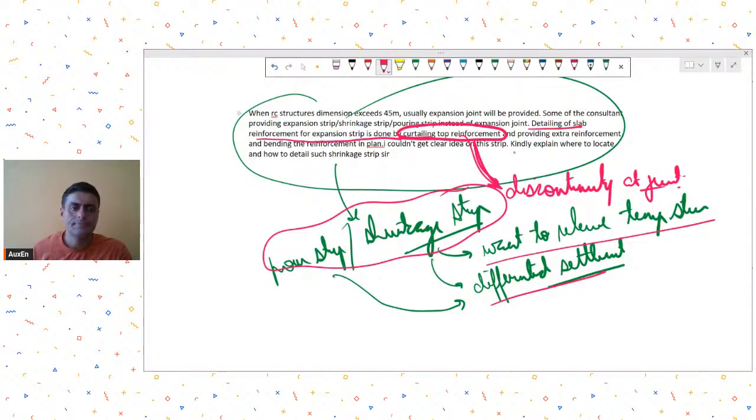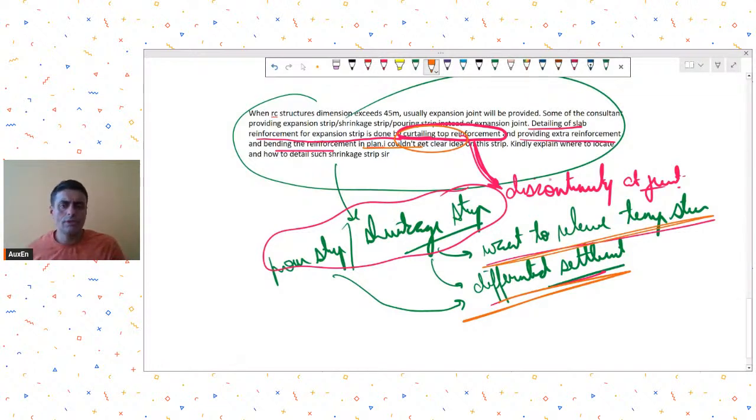Okay. This statement I have not understood, and providing extra reinforcement and bending the reinforcement plan. I didn't understand this. In my opinion, you cannot have a specific standard detail for all kinds of shrinkage strips or pour strips. It will depend on its span, it will depend on its location, it will depend on the forces, the loads that it has to resist. So it will depend on all those things. So generalizing the detailing practice for a shrinkage strip or pour strip, I don't think we should do that.